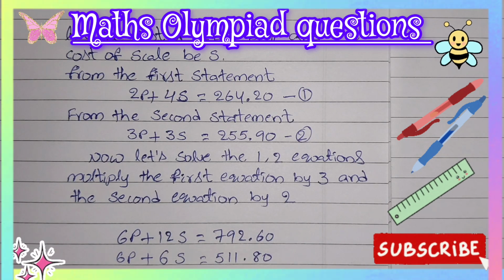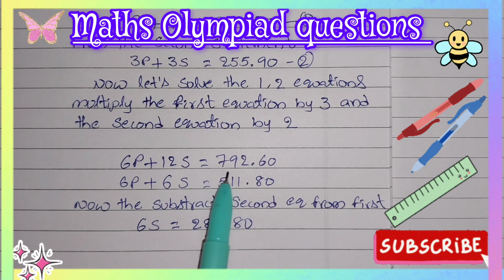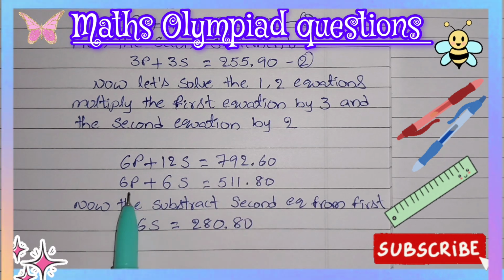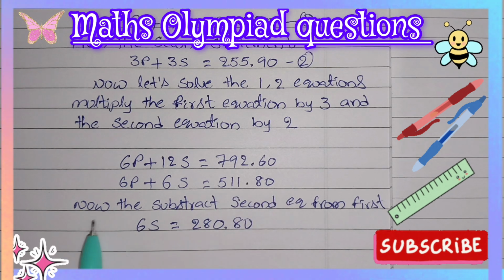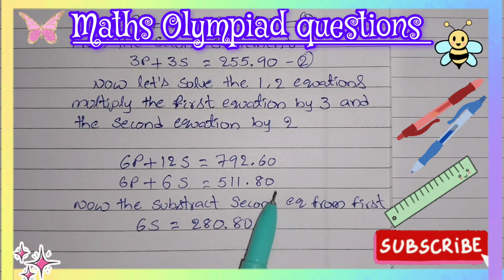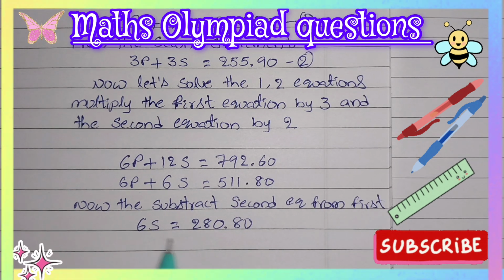Multiply the first equation by 3 and the second equation by 2. 6p plus 12s equals 792.60. 6p plus 6s equals 511.80. Now subtract the second equation from the first equation. So 6p minus 6p will get cancelled.